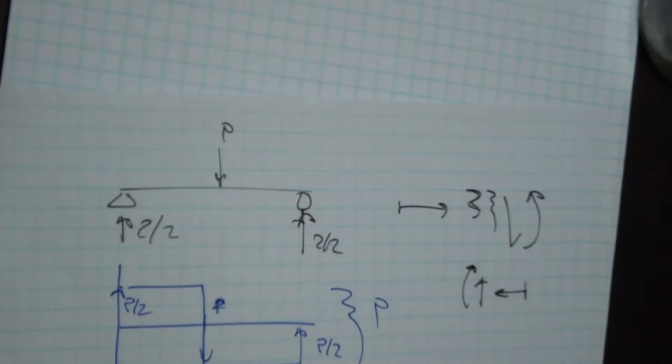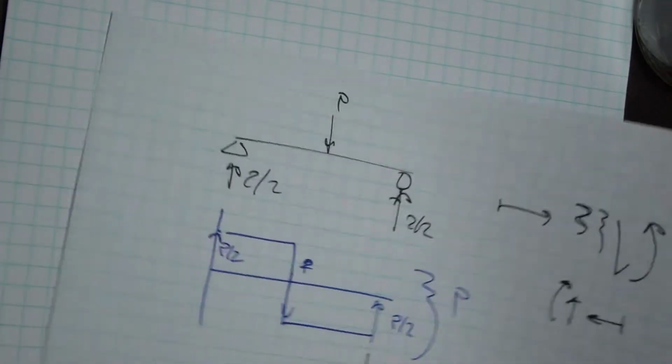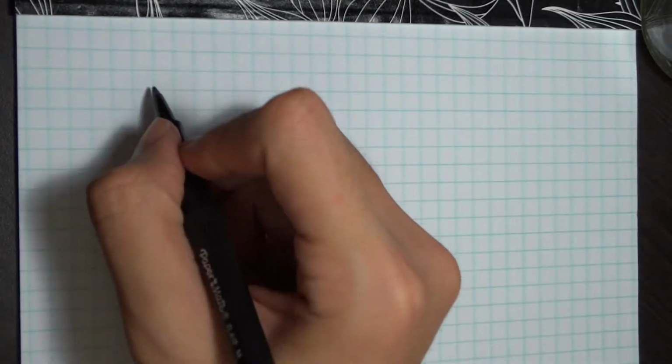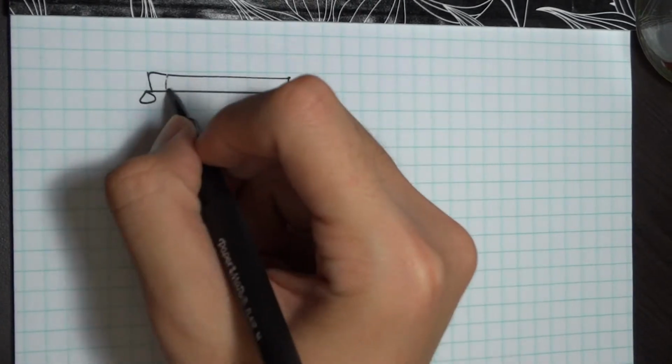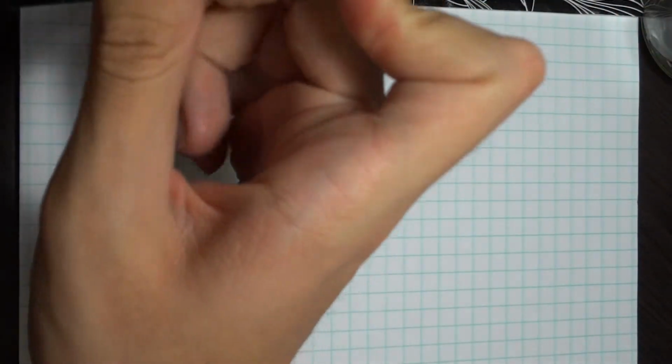Okay, so in the last example we did this. Now let's look at a distributed load. You guys should know what a distributed load is. I'm just going to do another very simple example. We can cover a little bit of superposition because I have quite a bit of time for this.